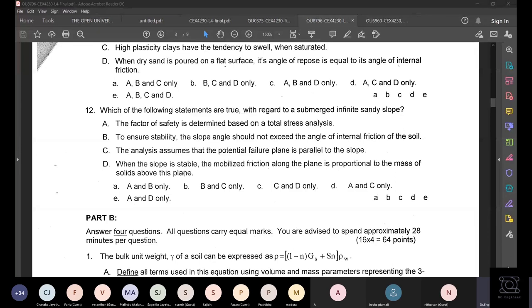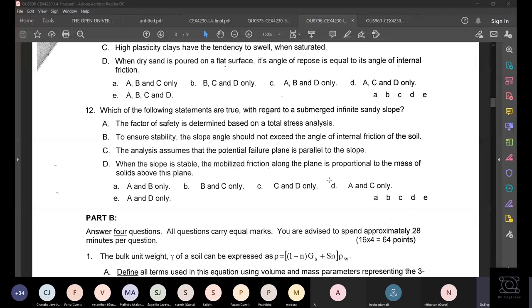It's stable, right? And the mobilized friction along the plane is proportional to the mass of solids above this plane. No, right? Not in that case. The limiting friction has some properties based on the friction angle of the particles, right? So it depends on the particle's friction angle, not the mass, right? Sorry about that.